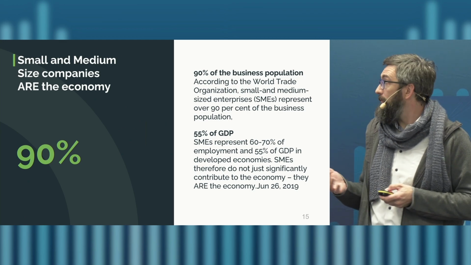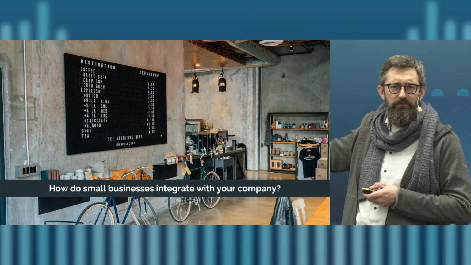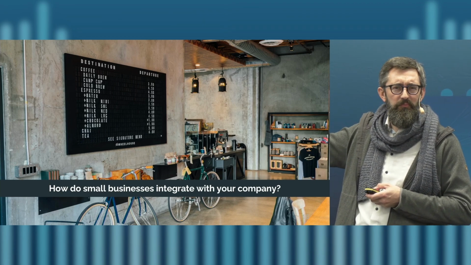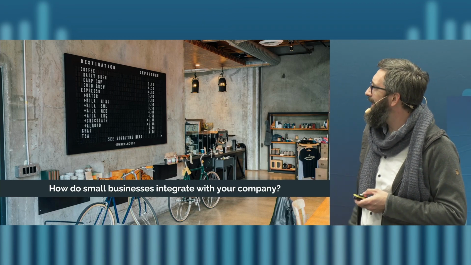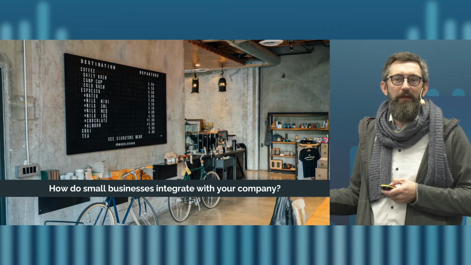So what can they do? How does a small business like this one, it's a bicycle shop and coffee shop in one. It's really cool, I think. But how do they get access to your APIs? Or how do they integrate with your business? If your target audience is small businesses also, because some organizations just work with large companies, but most companies are doing business with small and medium-sized companies. How do you interact with them?